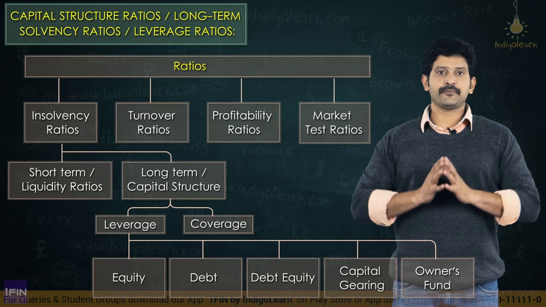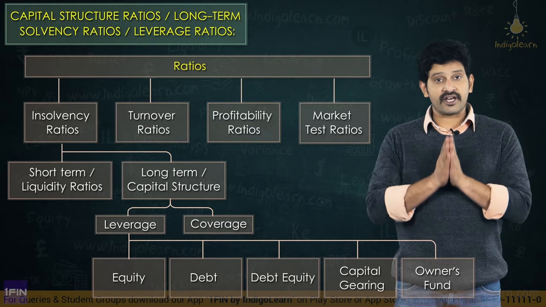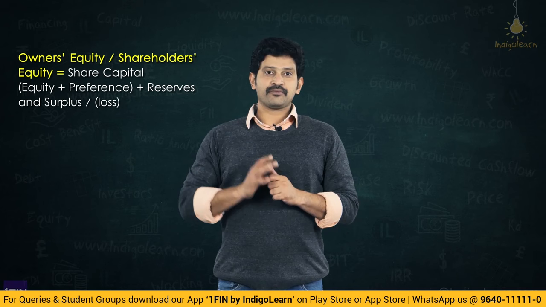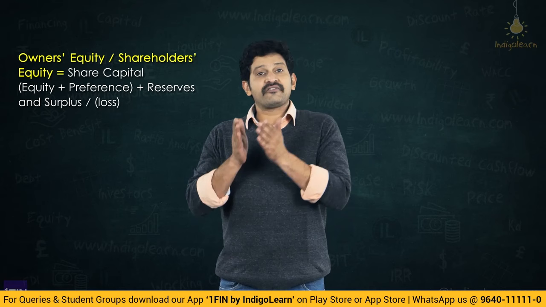For the purpose of ratio analysis, I repeat, for the purpose of ratio analysis, equity refers to equity share capital plus reserves and surplus plus preference share capital also. Now, whenever I say the term equity, please include preference share capital also along with the equity share capital and reserves and surplus.